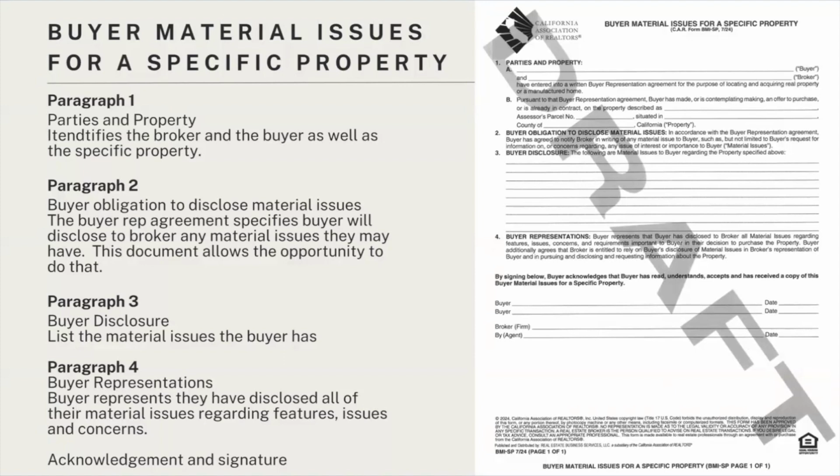Paragraph 4, buyer representation. The buyer represents that they have disclosed all of their material issues regarding the features, issues, and concerns. Obviously, at that moment, things could come up, but this is a tool for you to have all the information that you need from the buyer. Again, optional. This isn't something that is a required document. And then lastly on this, again, acknowledgement and signature. So they're acknowledging by signing below that this document is incorporated into the agreement.